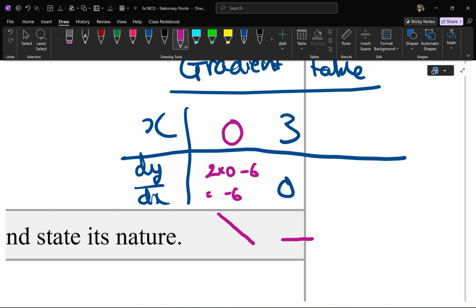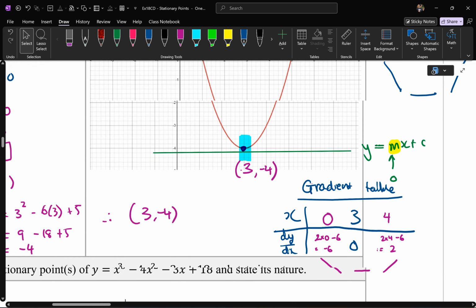And now you just got to pick another number bigger than 3. I'll probably just pick 4. Find the gradient, same thing again. 2 times 4 minus 6. 2 times 4 is 8. 8 minus 6 is positive 2. Positive gradient. At Year 12, if they asked you to justify, this is what you must do. You actually have to do the calculations to show that you know it's a minimum. Because clearly, negative gradient, 0 gradient, and positive gradient only implies this stationary point has to be a minimum. Can't be anything else. Yeah? So that's the point of the gradient table.